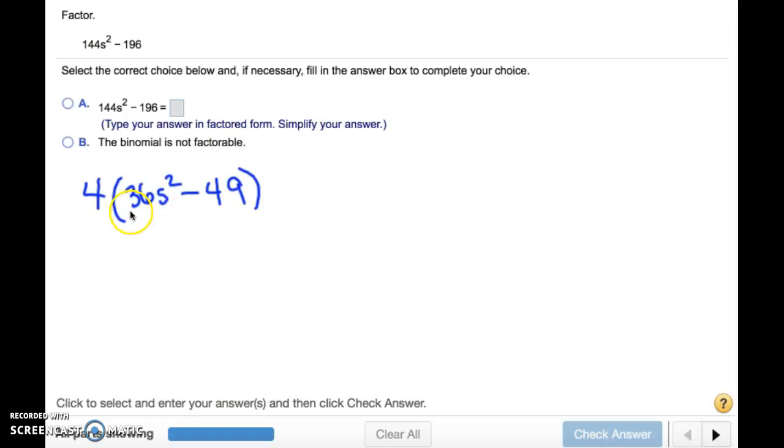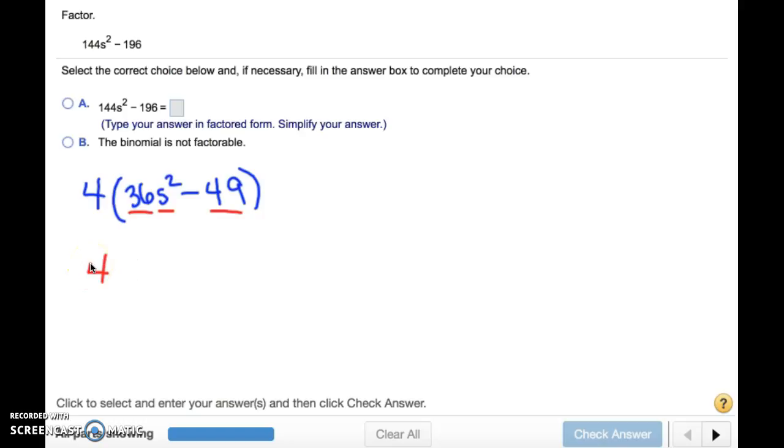And here's how you can tell if it's factorable. 36 is a perfect square. And s squared is a perfect square. 49 is also a perfect square. And this is subtraction. So this is called the difference of two squares. It's a very easy way to factor. There's not going to be a whole lot of a process or long thing that you have to write out. We're going to jump straight from here to my final answer.